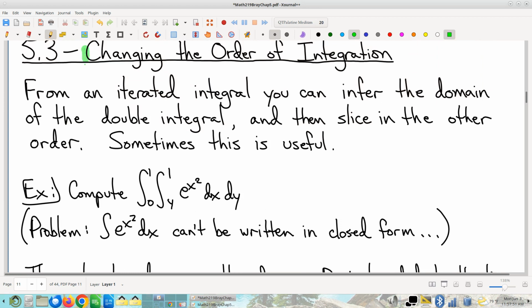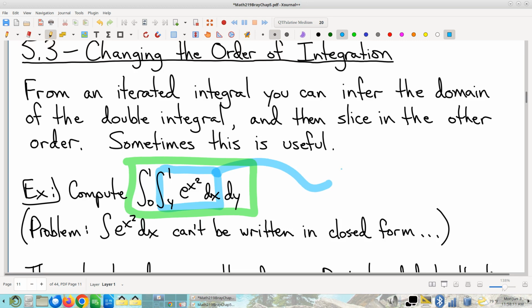Sometimes you want to slice in the other order. Sometimes, for example, a question will come to you as an already iterated integral. No double integral given. Just let's compute this iterated integral. And okay, fine, we can go at this in good faith. How would I compute this integral here?